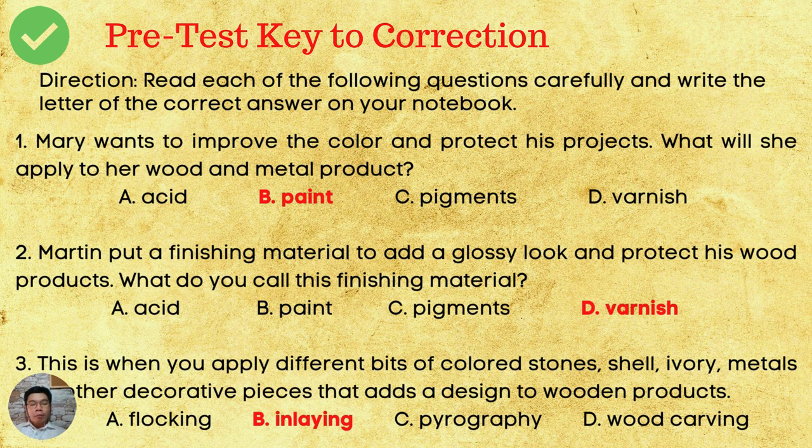Two, Martin put a finishing material to add a glossy look and protect his wood products. What do you call this finishing material? The answer is letter D, varnish.